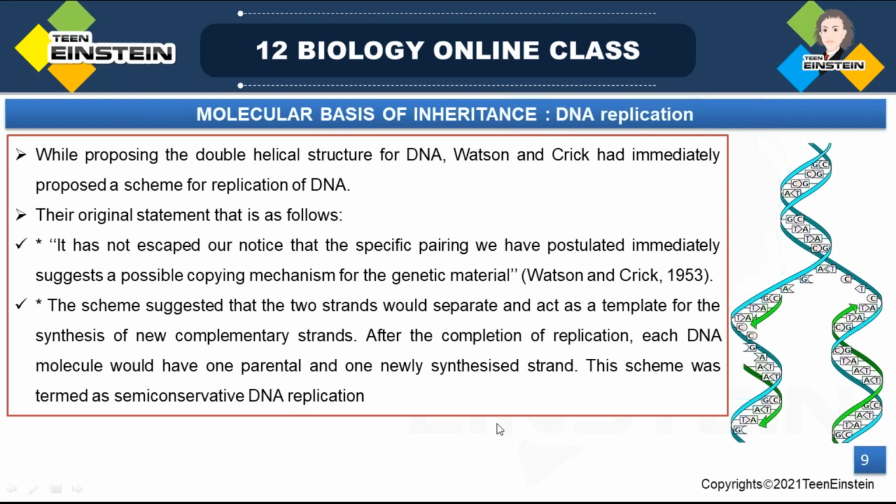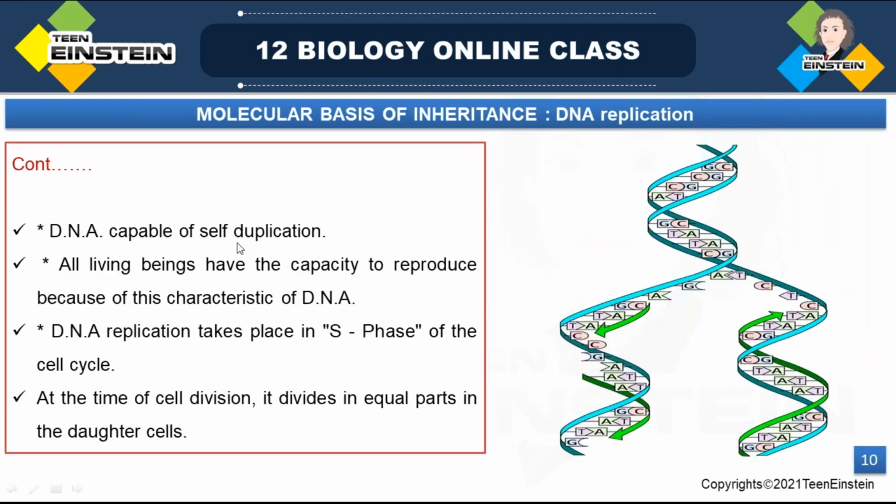Okay. And next, DNA is capable of self-duplication. Watson and Crick said in their statements that DNA is capable of self-duplication. This DNA, deoxyribonucleic acid, can duplicate itself. Then all living beings have the capacity to reproduce because of this characteristic of DNA. Because of this duplicating character of the DNA, all living beings have the capacity to reproduce.